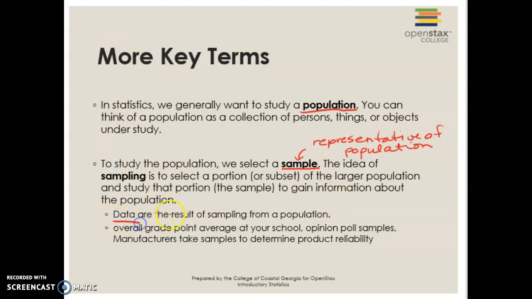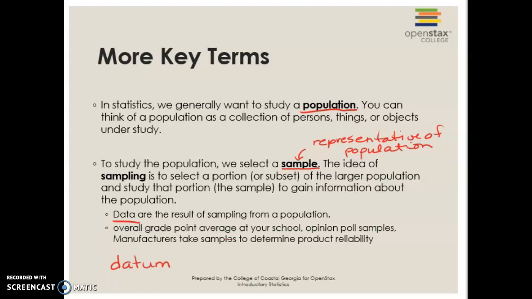Data, or data, either one you want to say, are the result of sampling from a population. This is the plural. If you're looking for a singular item, it would be datum. So, if you're looking at overall grade point average at your school, you would take a sample of people, just general, to find what the grade average was in that sample, and then you could generalize it to your whole school.